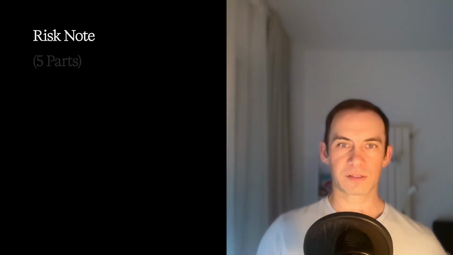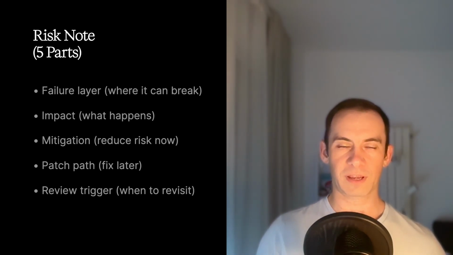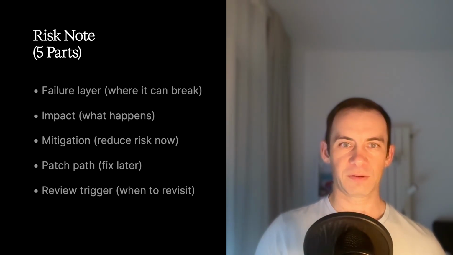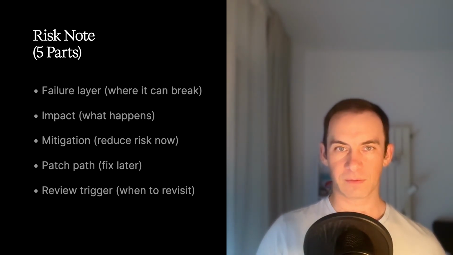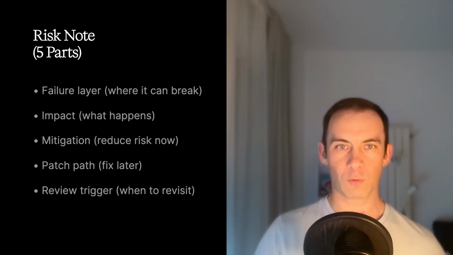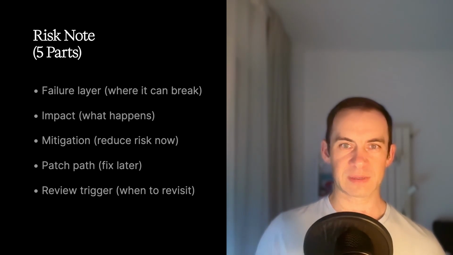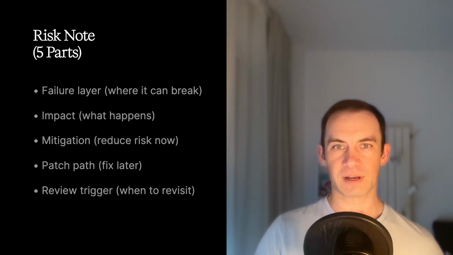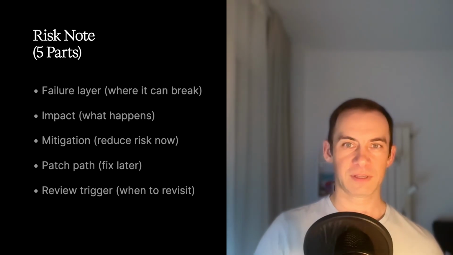Now, the third artifact, the risk node. A risk node captures what might break later. It should have 5 things. First, the failure layer. Where can the system fail? Second, the impact. What happens if it fails? Third, the mitigation. What are we doing to reduce the risk now? Fourth, the patch path. How would we fix it later? And fifth, the review trigger. What event tells us it's time to revisit the choice?